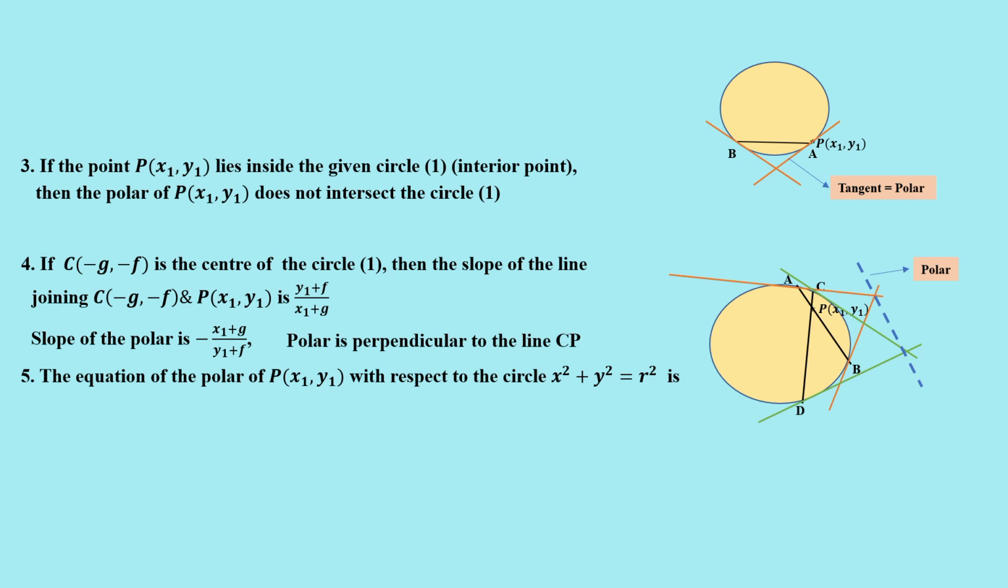The equation of the polar of P(x1, y1) with respect to the circle x square plus y square equal to r square is x x1 plus y y1 minus r square equal to 0.